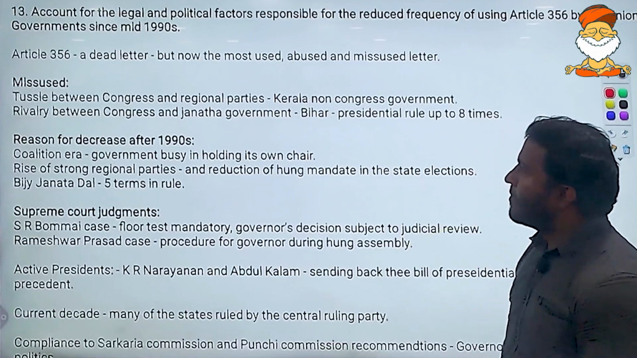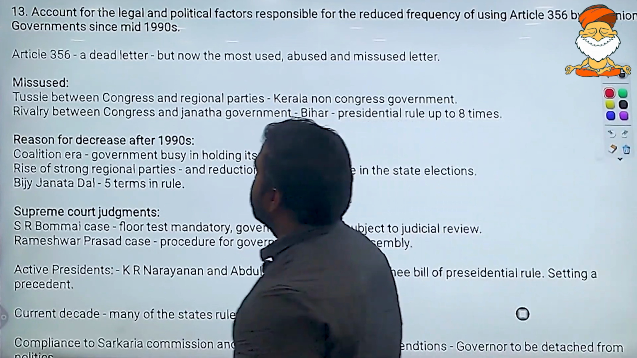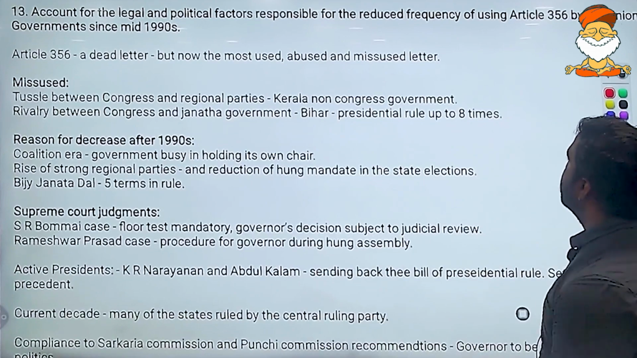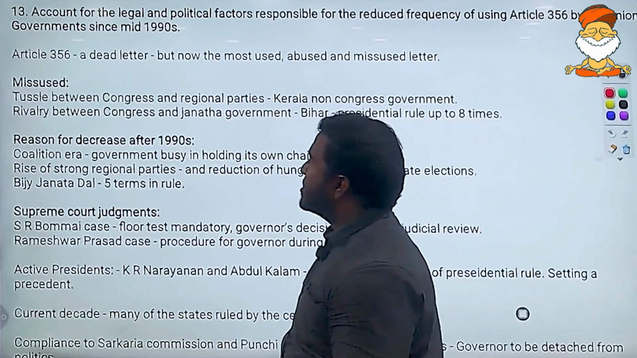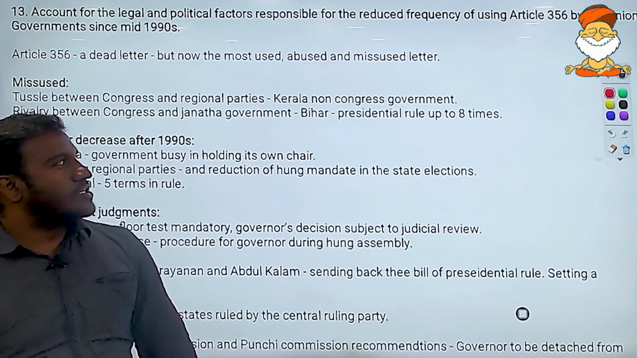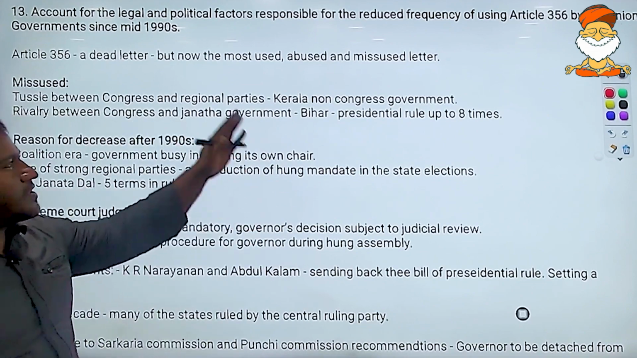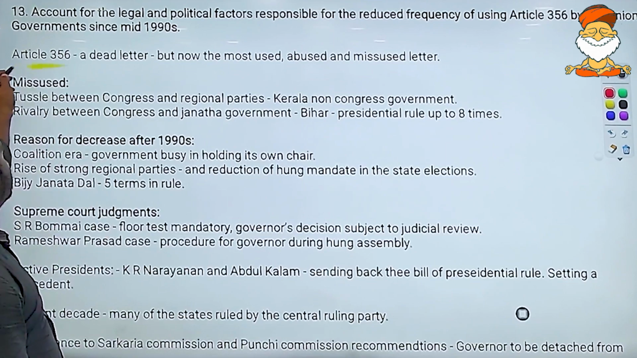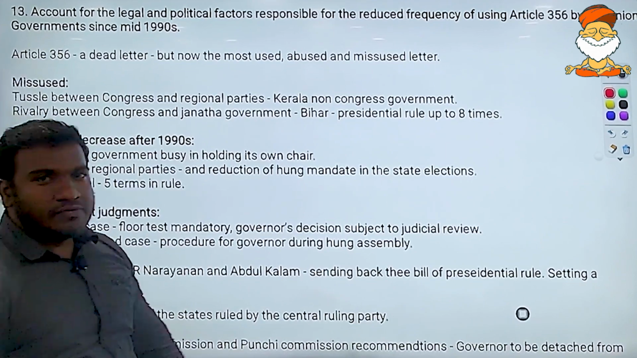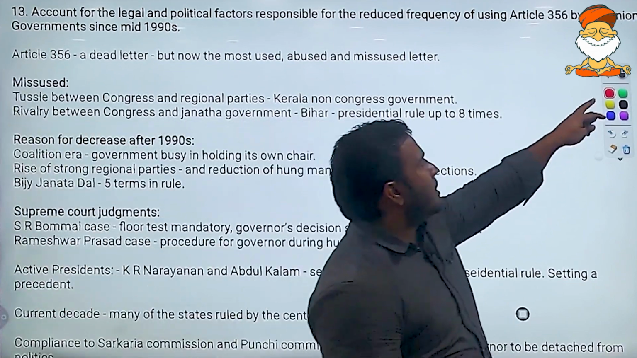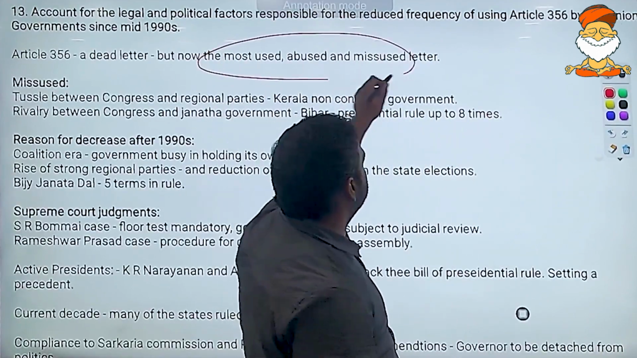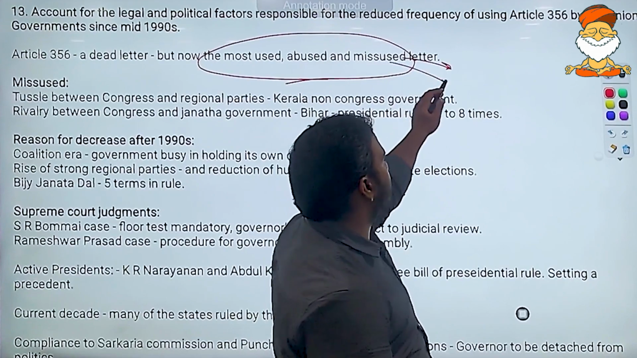Then come to the next, say 13. Account for the legal and political factors responsible for reduced frequency of using Article 356 by government since 1990s. So after the 1990s, why did presidential rule get reduced? So give as many arguments as possible. Article 356, which was expected to be a dead letter, is the most used, misused, and abused letter. So in that case, we effectively defied Dr. B.R. Ambedkar.